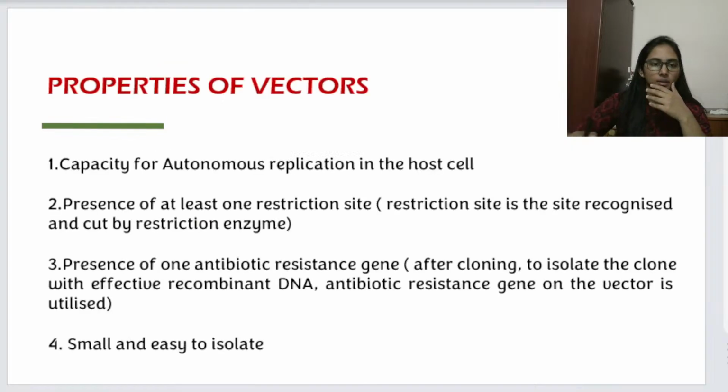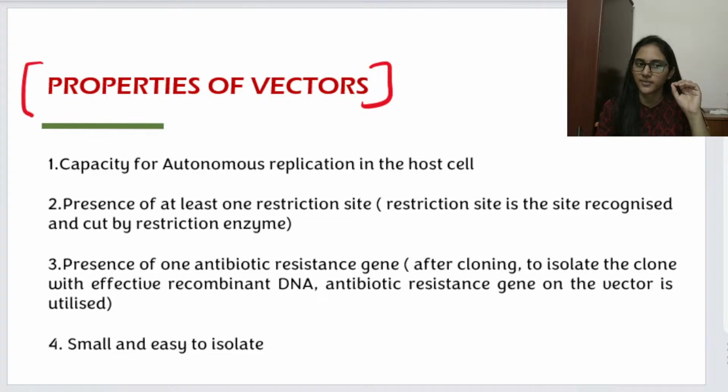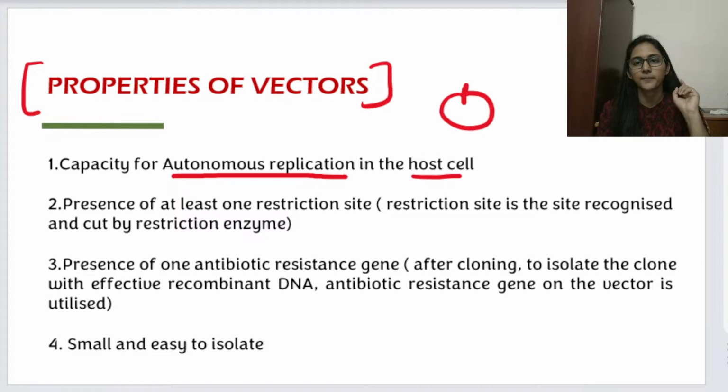Right. So what are the properties of a vector? If I have to use a vector, there must be criteria that the vector should satisfy. The first and foremost criterion is the capacity for autonomous replication in the host cell, which means it should have its own ori, or its own origin of replication, right?